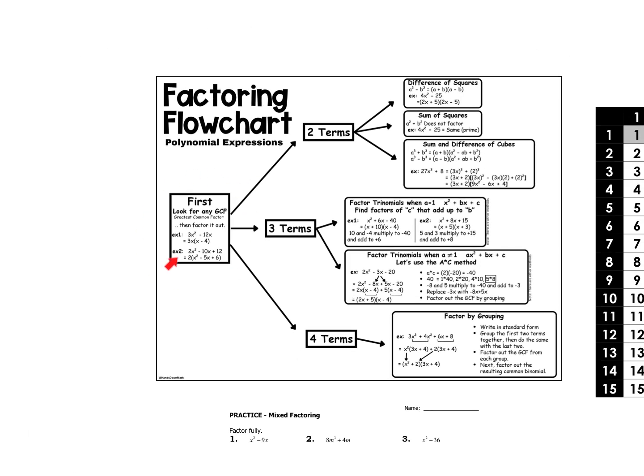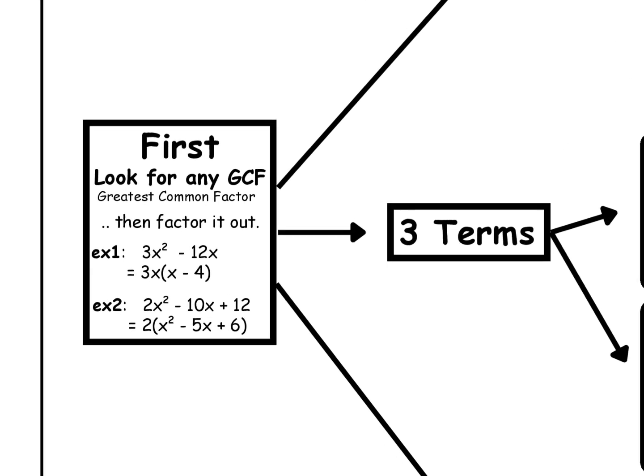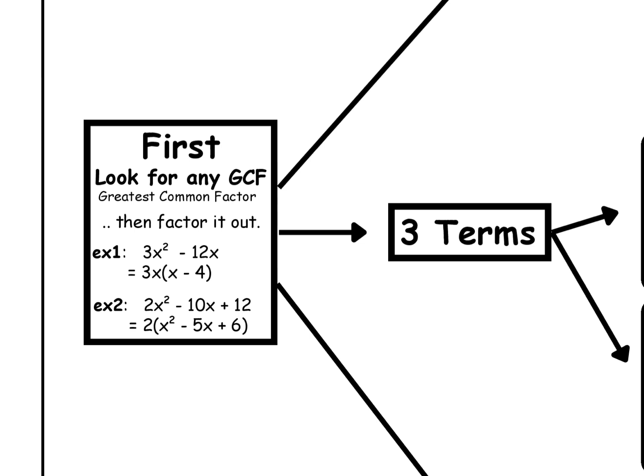All right, so for every single problem, that's why this is in flowchart form, I want you to start here. You need to factor any GCF out. Always, always, always. Sometimes there might not be a GCF, but if there is one, you need to factor it out first in order to get fully factored. So I want you to get in the habit of looking for that. All right, so first look for any GCF and then factor it out.